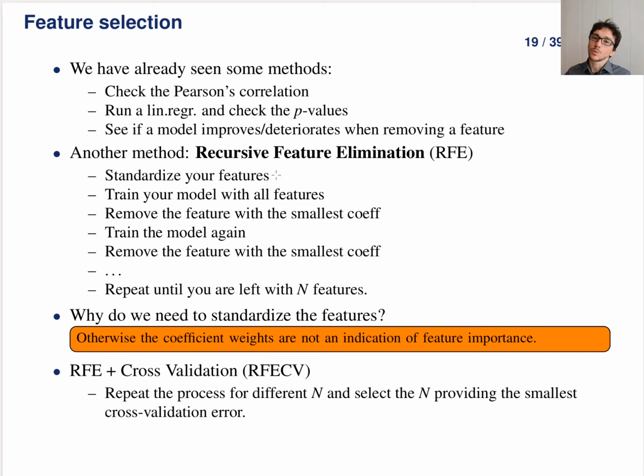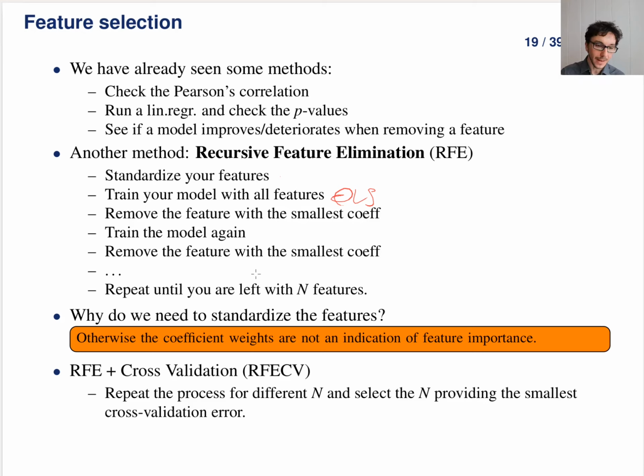First, you have to scale your dataset using standard scaler. Then you train an ordinary least square with all the features. Then you look at the coefficients you get, and you take the feature with the smallest coefficient, because this feature is the least important. You take the resulting model and you train it again, always on the training set. Again, you check the coefficients, and again you remove the feature with the smallest coefficient, because we assume it is the least important.